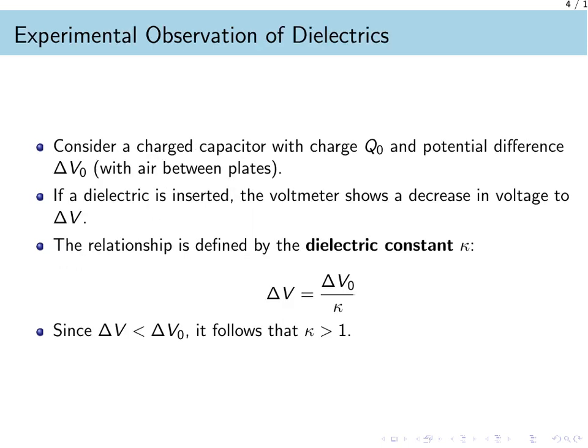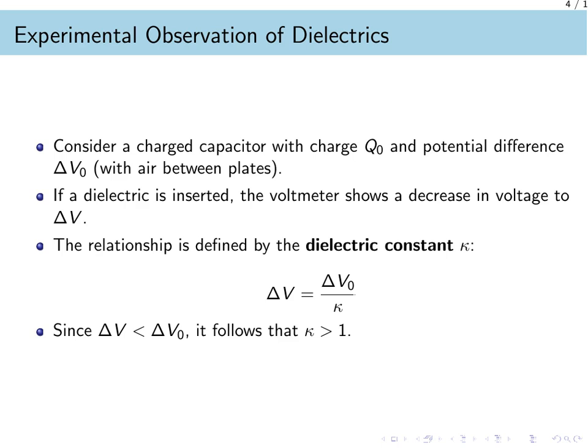Next, we will look at an experimental observation involving dielectrics. Consider a charged capacitor with an initial charge Q0 and an initial potential difference delta V0, starting with only air between its parallel plates. If a dielectric material is then inserted between these plates, a connected voltmeter will show a measurable decrease in the voltage to a new value, simply called delta V.